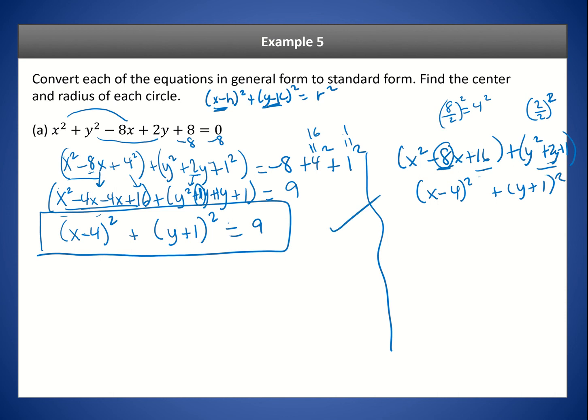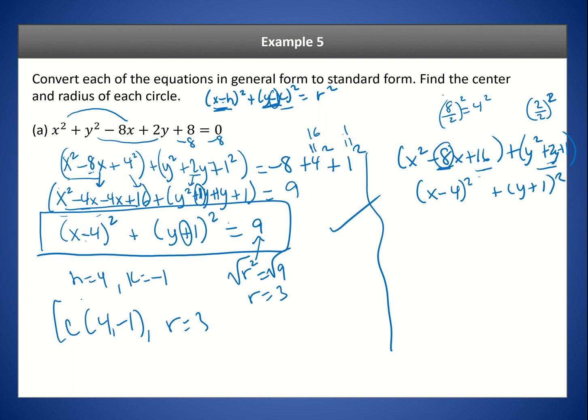Now what is the center? Well, the center is HK, and the signs match, minus, minus, so that means H is equal to 4. The signs do not match here, minus and plus, which means K has to be -1. And the radius squared is 9, which means that the radius is 3, because 3 squared is 9. You take the square root of both sides. Okay, so that's our center and radius. Our center is 4, -1, with a radius equal to 3. This is the correct answer as well.